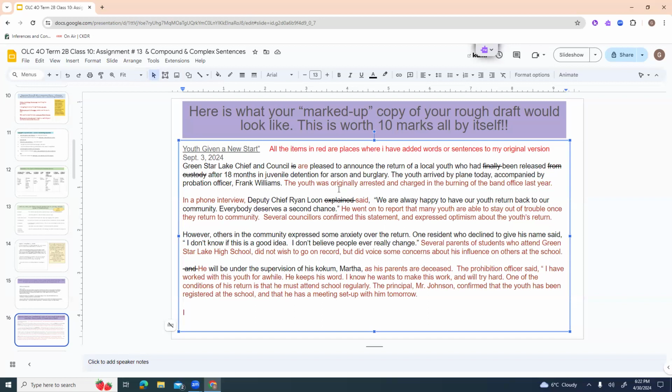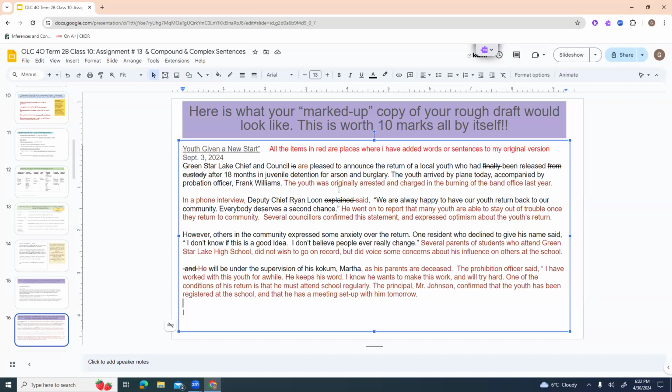Several parents of students who attend Green Star Lake High School did not wish to go on record, but did voice some concerns about his influence on others at the school. He will be under the supervision of his gookum Martha as his parents are deceased. The probation officer said, "I have worked with this youth for a while. He keeps his word. I know he wants to make this work and will try hard. One of the conditions is that he must attend school regularly. The principal, Mr. Johnson, confirmed that the youth had been registered to the school and that he has a meeting set up with him tomorrow."